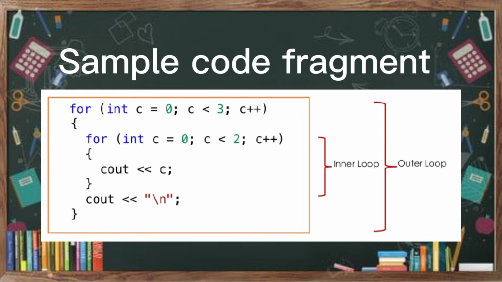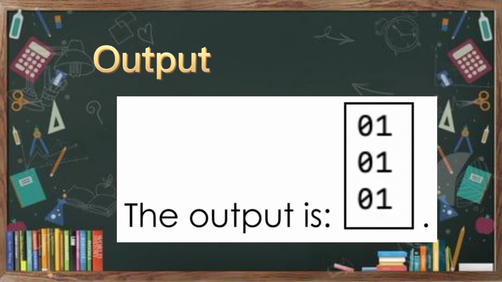Since 1 is less than 3, the inner loop will be executed and the same process will follow until the condition in the inner loop gets false. Similarly, the outer loop ends as soon as the condition gets false. The output is 0, 1, 0, 1, 0, 1.